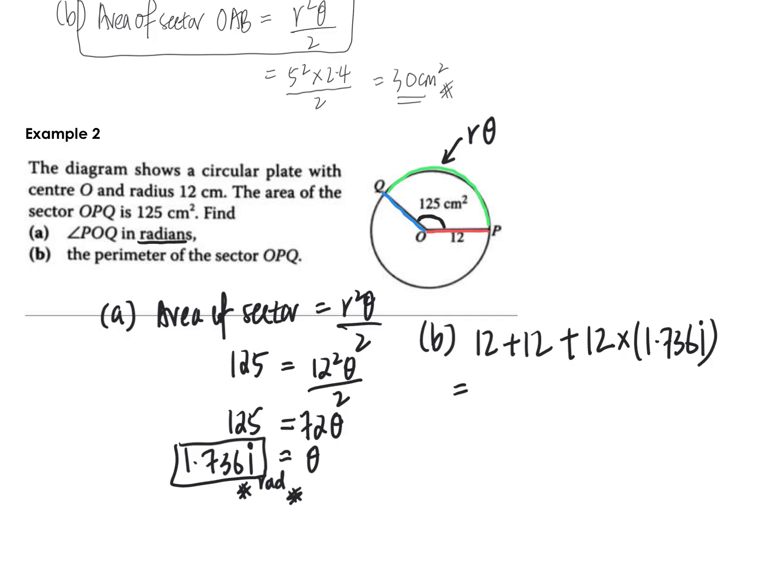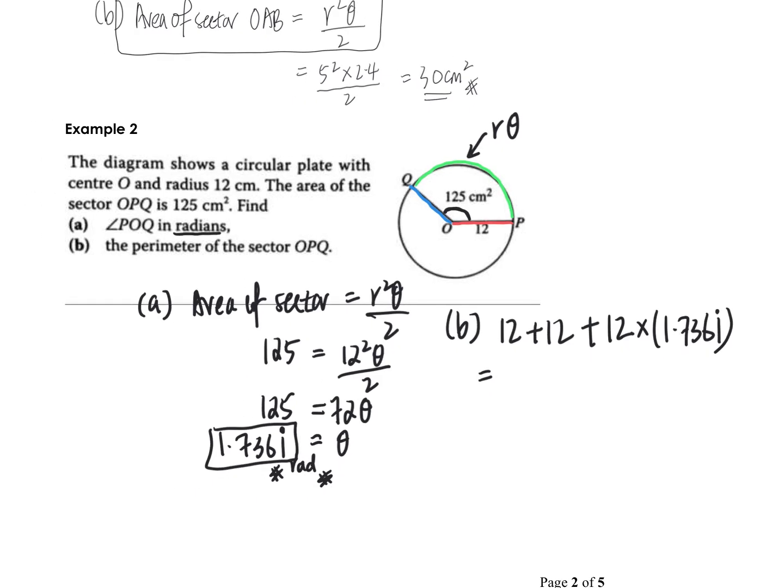That one is for part A one. So final answer, you can also use in radian. If you don't want to use in radian, you need to find the theta over 360 times 2 pi r. But your angle, you need to convert to degree first. Then you can use this formula.